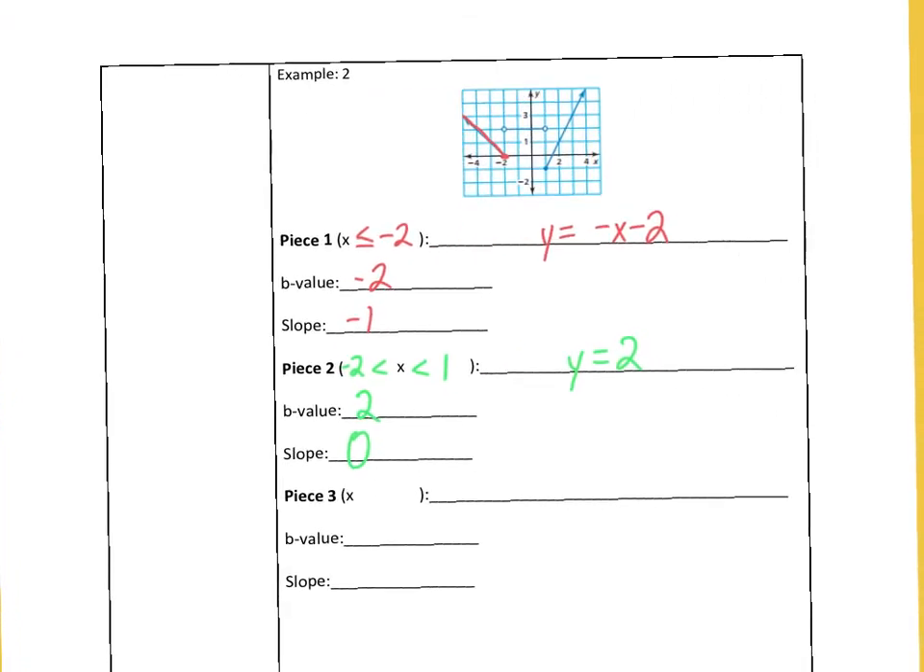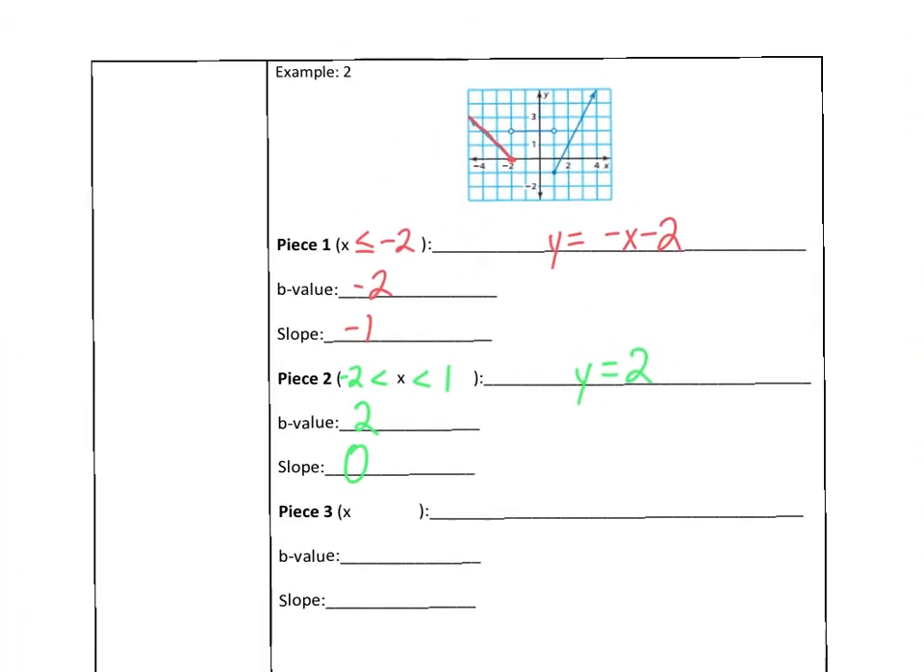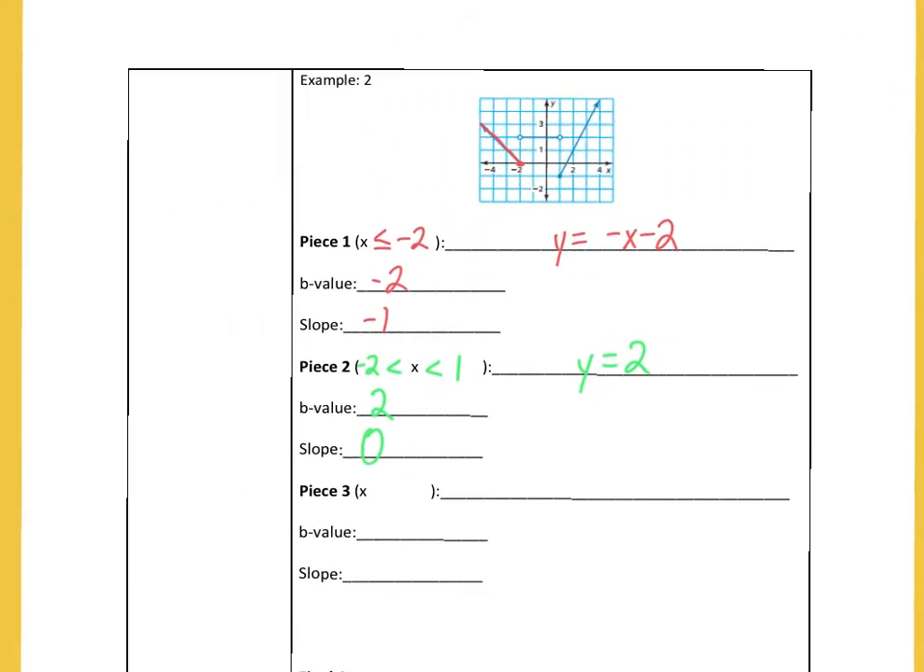Okay. Piece 3. Go ahead and try that one. Okay, what do we think on this one? What would be the b value? -2. Good. That was one of the ones where we had to extend the line, right? Because we can't quite see where it's going. Ooh, I didn't get -2. Anybody get anything different?